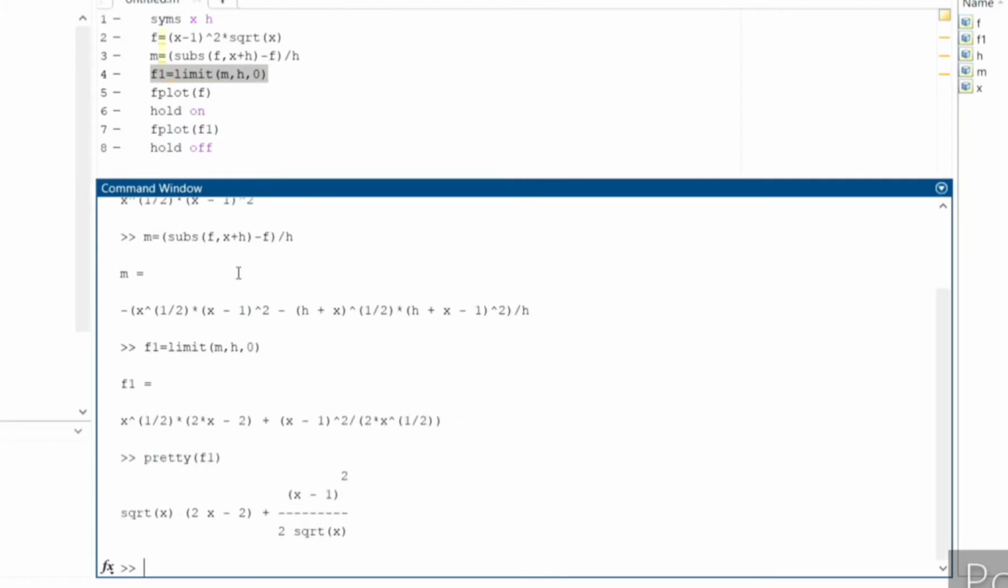So the derivative for the function is square root x times 2x minus 2 plus x minus 1 to the power of 2 divided by 2 square root x. So the last step is we need to plot the function and the derivative.